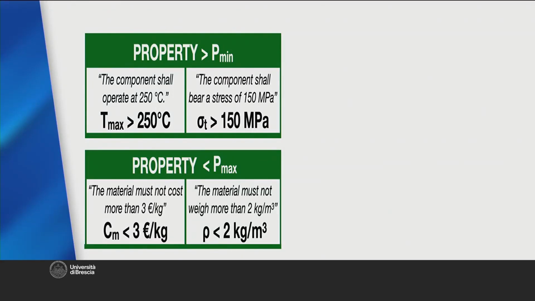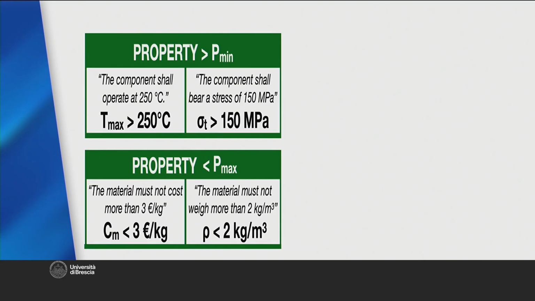A constraint may not be met when the value of a material property is below a set minimum limit. This is the case, for example, when a material does not meet certain minimum performance requirements, such as the component needing to operate at 250 degrees Celsius, or the component needing to withstand axial stresses of 150 MPa. In the first example, the requirement sets a minimum value for the maximum operating temperature, in the second for tensile strength.